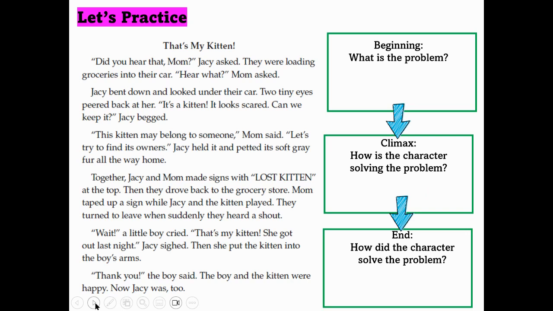JC sighed. Then she put the kitten into the boy's arms. Thank you, the boy said. The boy and the kitten were happy.